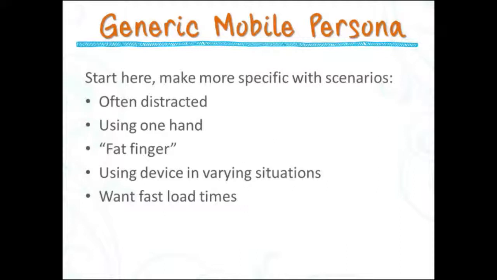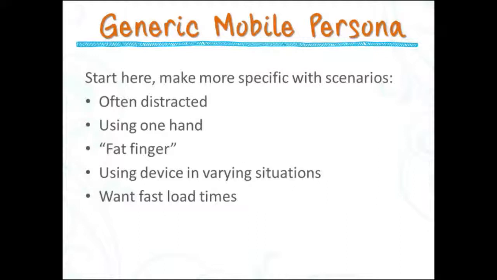Now, first of all, folks on mobile devices, they're often distracted. They're using one hand. They fat finger things because we're trying to tap a little device with one hand, and it's kind of hard to do sometimes. We use the device in different situations. Sometimes we're at a park. Sometimes we're at our desk. Hopefully we're not driving. Shouldn't be doing that, but we're just all over the place. And we want fast load times. So we're very impatient when we're on our mobile device.